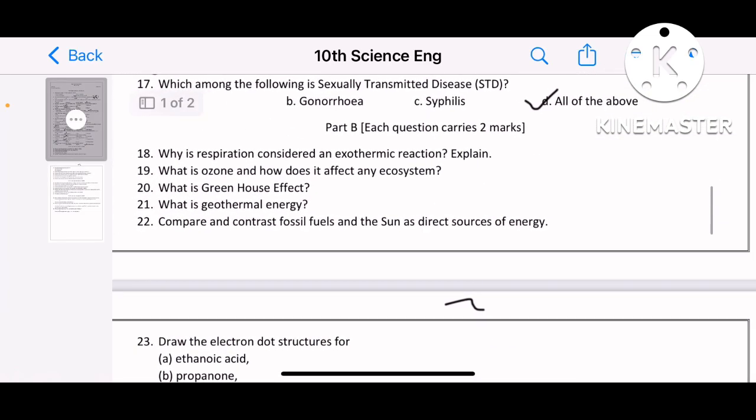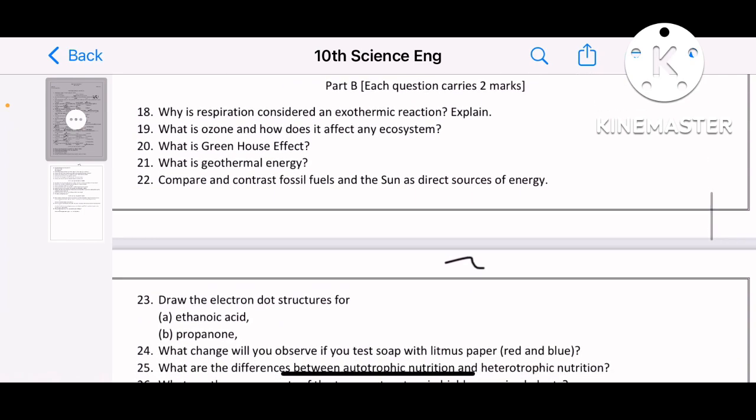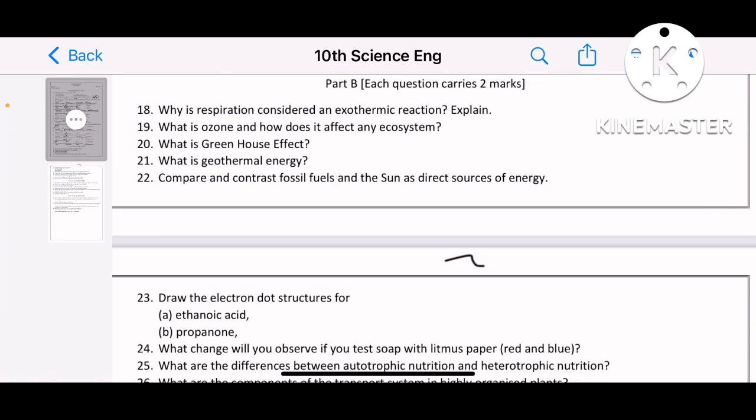So let us start. Question number 18 is, why is respiration considered as exothermic reaction? Explain. You can write the 2 marks answers in 2 or 3 lines. So here respiration is the process in which food is oxidized to release energy. So because one of the byproducts of respiration is energy, it is called an exothermic reaction.